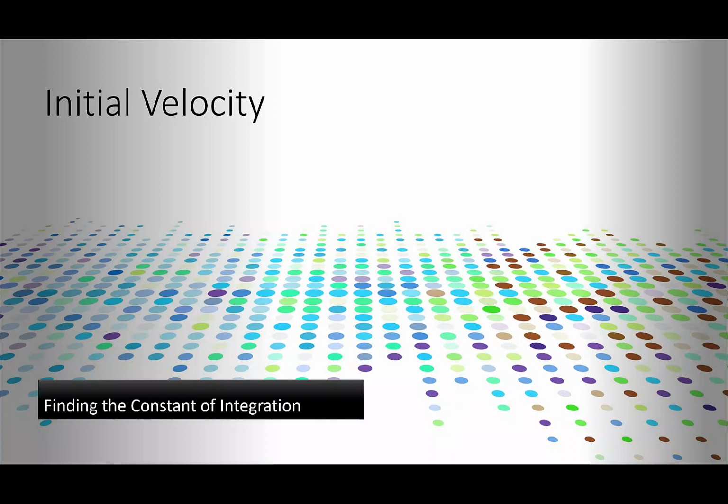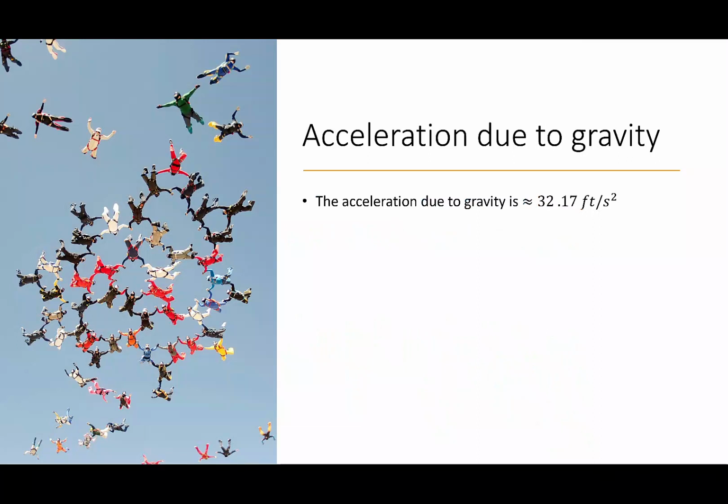Everybody, today we're going to talk about initial velocity and finding the constant of integration. The acceleration due to gravity is about 32.17 feet per second squared. As a function, we could write that as a of t is equal to negative 32.17.